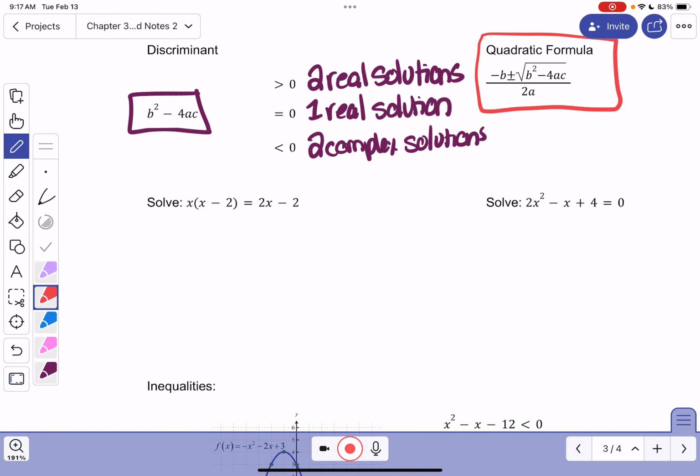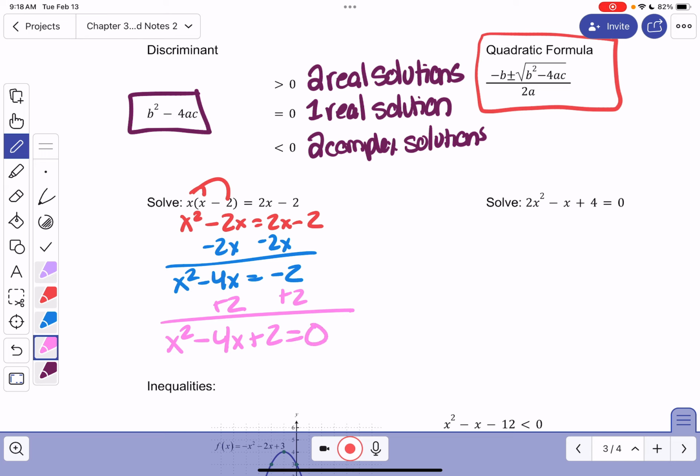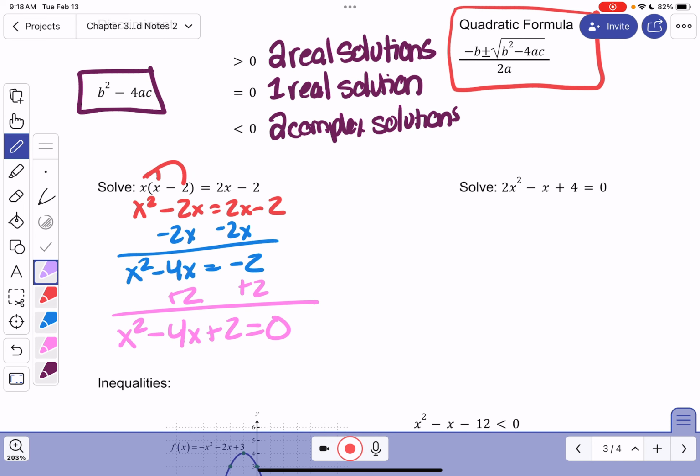So in order to do that here, I would need to get rid of the parentheses. Then I'm going to subtract 2x from both sides. And I'm going to add 2. So now I have x squared minus 4x plus 2 equals 0. If I tried to factor that, it wouldn't work. So I'm going to do the quadratic formula using this as our a, b, and c.